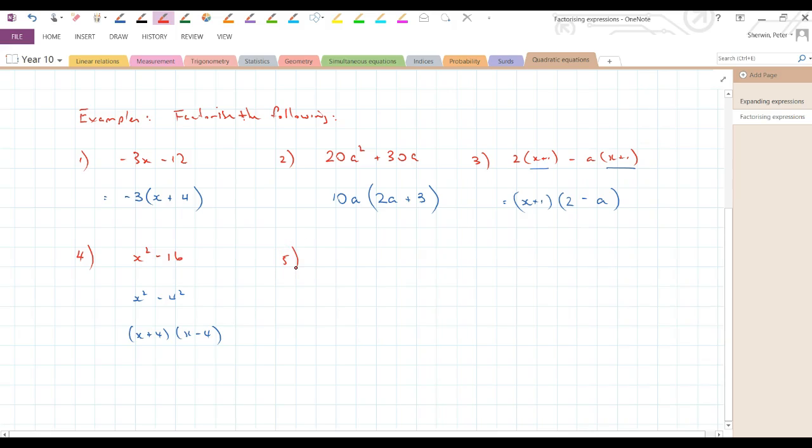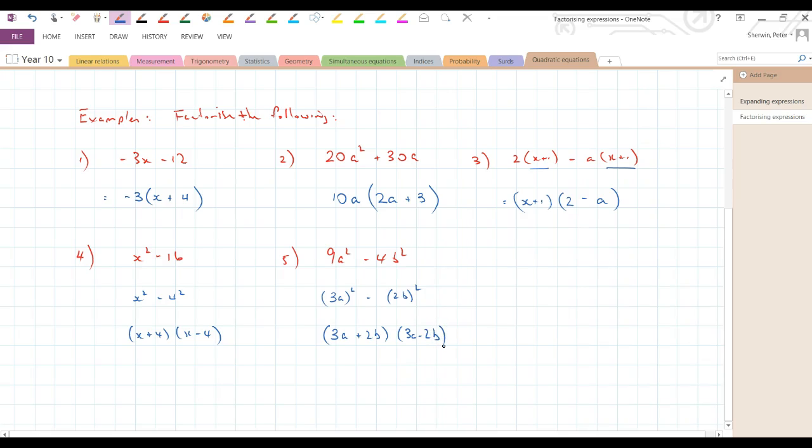9a squared minus 4b squared. To identify again what's being squared. So this is 3a being squared, and this is 2b being squared. Alright, 3a times 3a gives us a 9a squared, 2b times 2b gives us a 4b squared. Now we've identified what's being squared. Our factors are 3a plus 2b and 3a minus 2b.